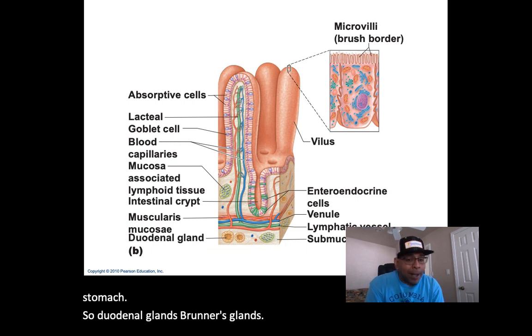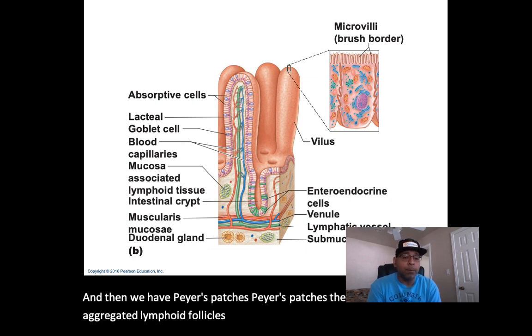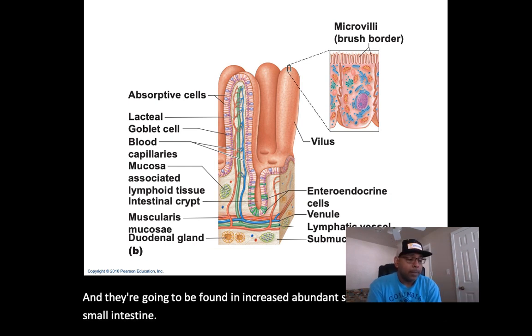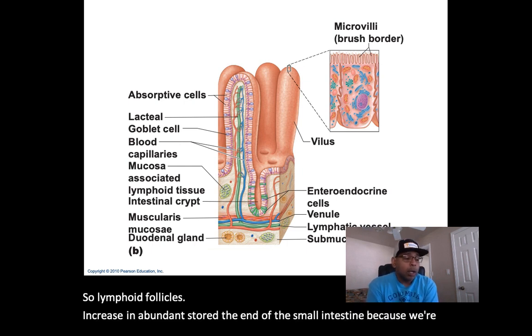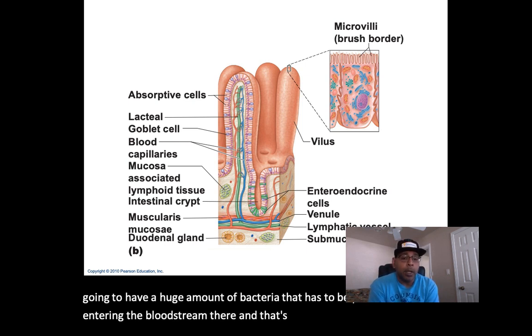And then we have Peyer's patches. Peyer's patches are also called aggregated lymphoid follicles. And they're going to be found in an increased abundance towards the end of the small intestine. So lymphoid follicles increase in abundance towards the end of the small intestine because we're going to have a huge amount of bacteria that has to be prevented from entering the bloodstream there. And that's what these lymphoid tissue and lymphoid follicles are going to help to do.